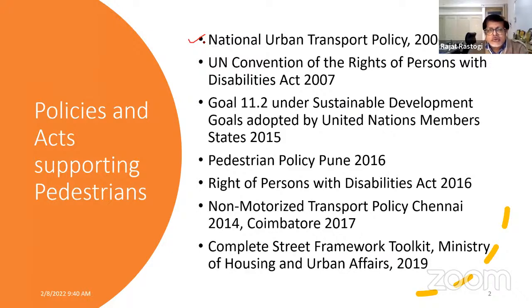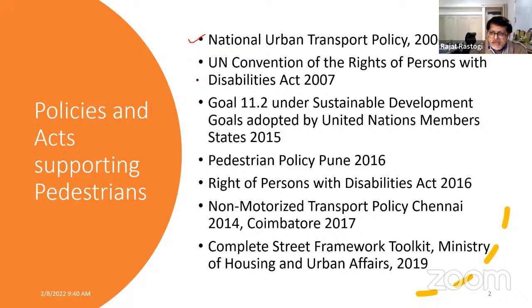which has talked about the inclusion of pedestrian and cycle facilities in the various DPRs and the development plans of cities. That was one big cited document which is being used as such. Then there have been other things happening at the global level, like the UN Convention on the Rights of Persons with Disabilities in 2007 and Goal 11.2 under the Sustainable Development Goals adopted by United Nations member states in 2015. Then there are local policies which have come up, like in Pune, which came up with a pedestrian policy in 2016. Then in 2016, we also have the Rights of Persons with Disabilities Act.